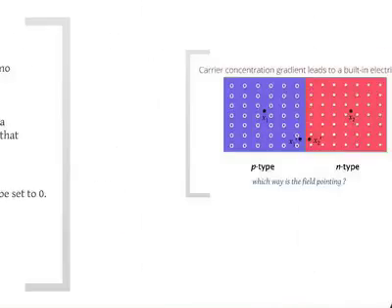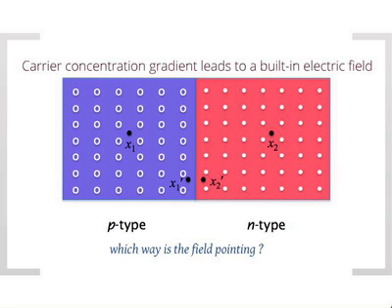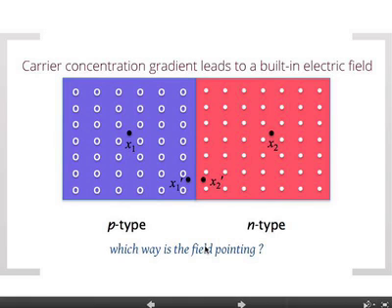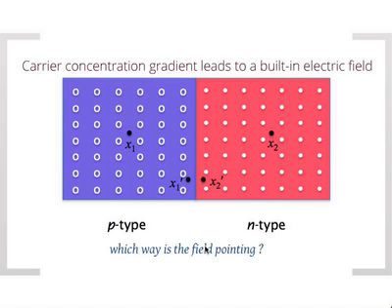Okay, so this is basically what I drew before, but more explicitly. This is a p-n junction, so we have a p-type material and an n-type material sitting in intimate contact. The carrier concentration leads to a built-in electric field. Again, I guess I answered the question. So the question was, which way is the field pointing? You can think about it yourself. I know I answered it, and it's there, but think about it yourself.